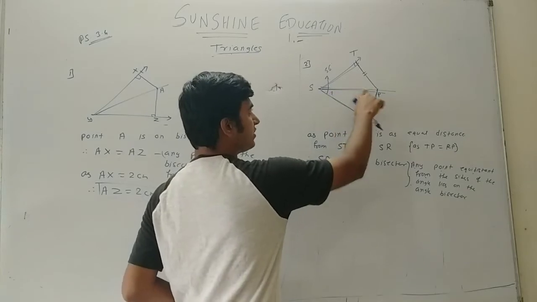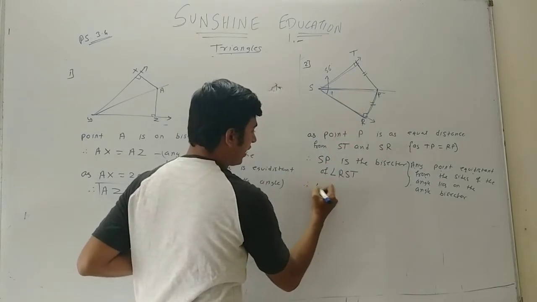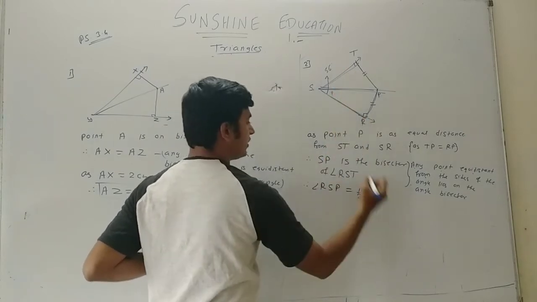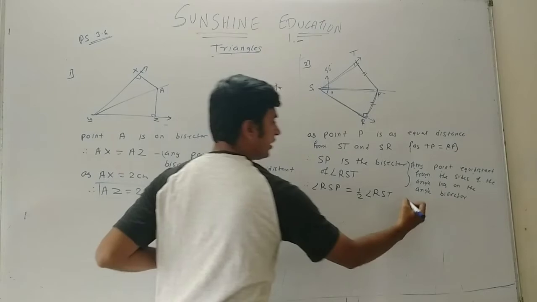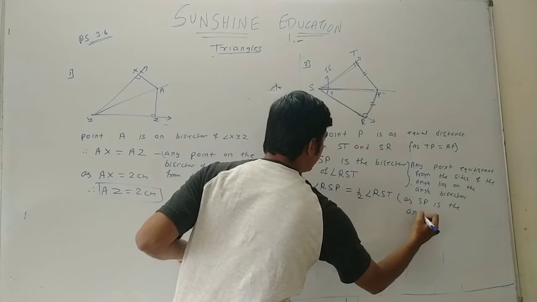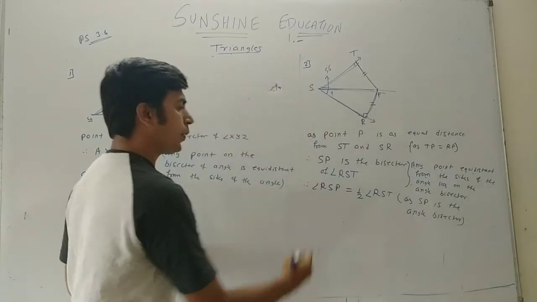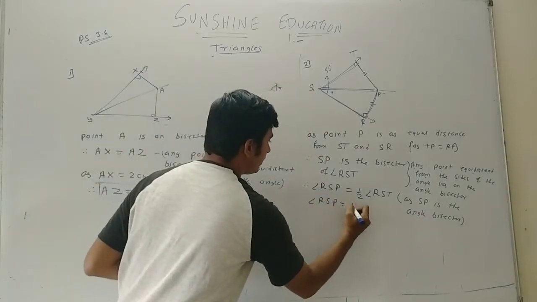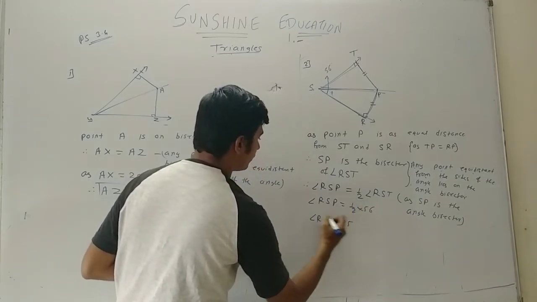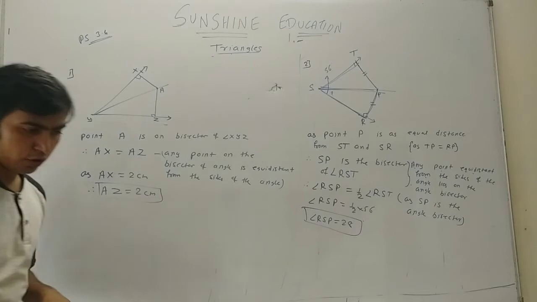See, what do you mean by bisector? Bisector divides the angle into two equal parts. Therefore, angle RSP will be half of angle RST, as SP is the angle bisector. Therefore RSP is half of 56, that is 28 degrees. Okay, so this was the second sum of your textbook.